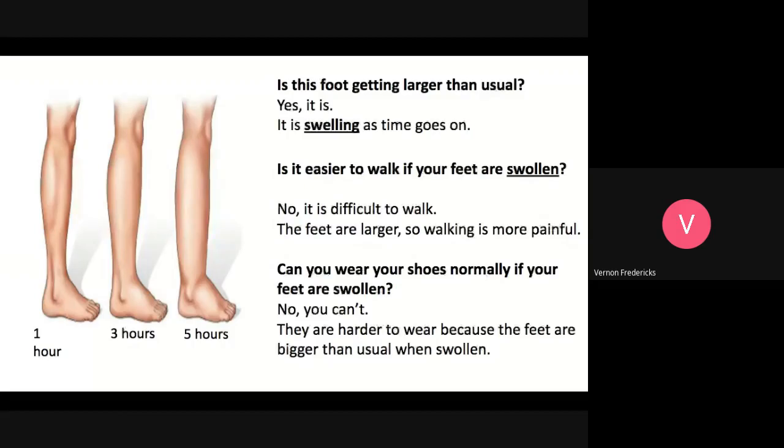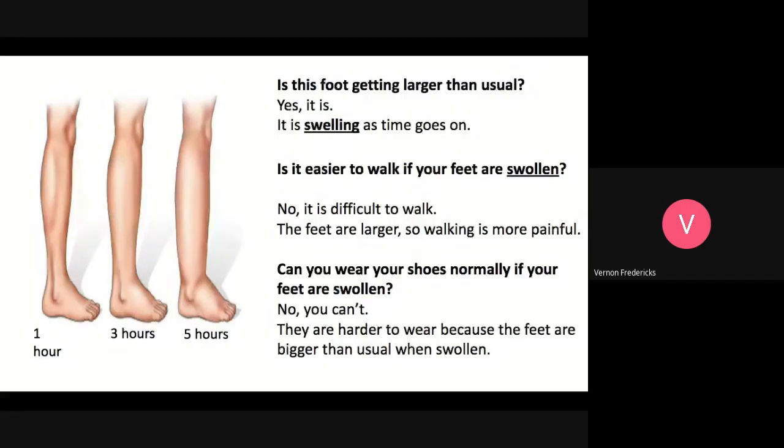Okay, let's look at question number one. Is this foot getting larger than usual? Yes, it is. It is swelling as time goes on. Is it easier to walk if your feet are swollen? No, it is difficult to walk. The feet are larger, so walking is more painful. Can you wear shoes if your feet are swollen? No, you cannot. Because the shoes are harder to wear because the feet are bigger than usual when swollen.